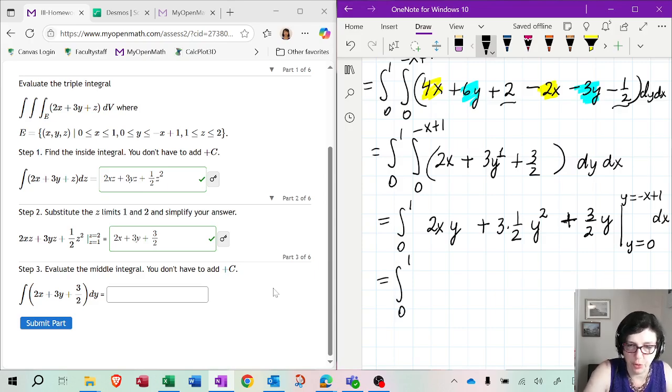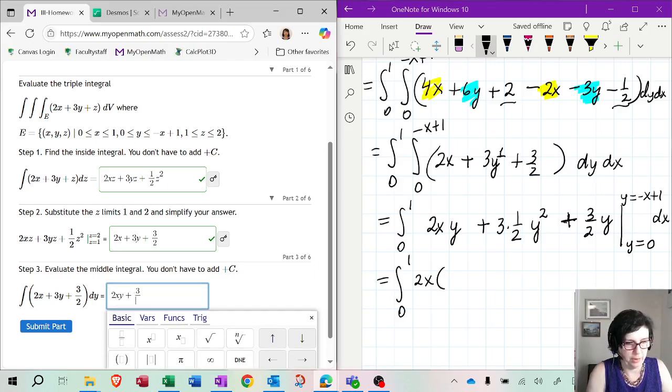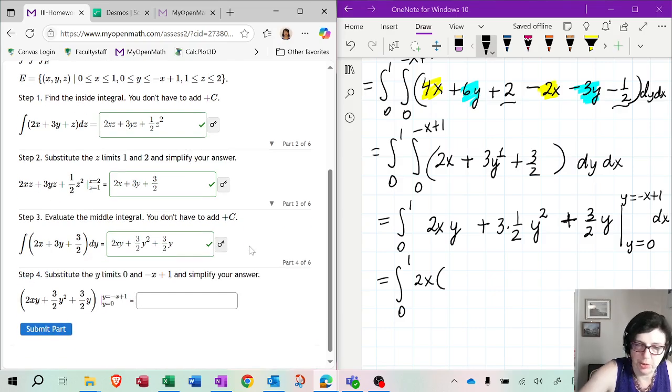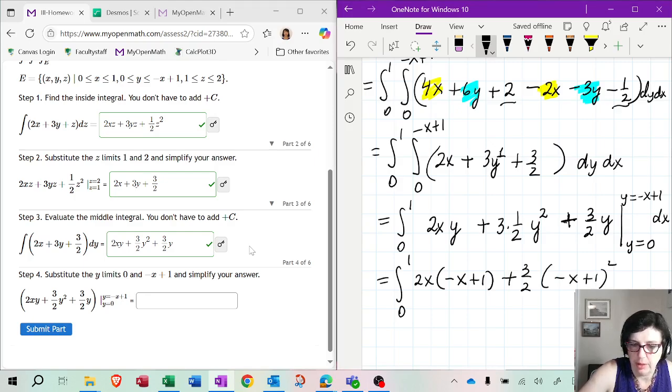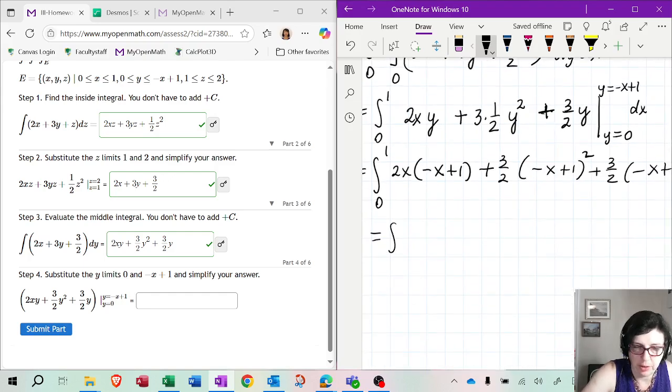Okay, let's start with the top. The good news is the bottom will just give you 0, so you do not have to worry about it. Let me fill this out over here: plus 3/2 y squared plus 3/2 y. Okay, now let's substitute. We're substituting negative x plus 1 for y, and we're squaring it, plus 3/2 times negative x plus 1. There are going to be a lot of terms, so let's see if we can combine some like terms and simplify.